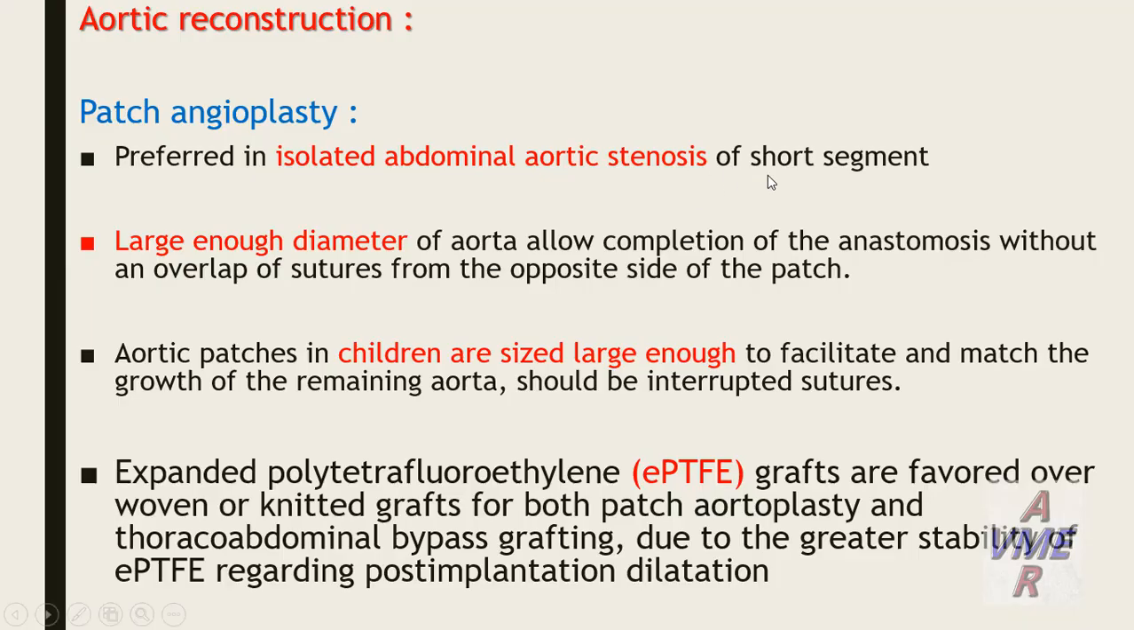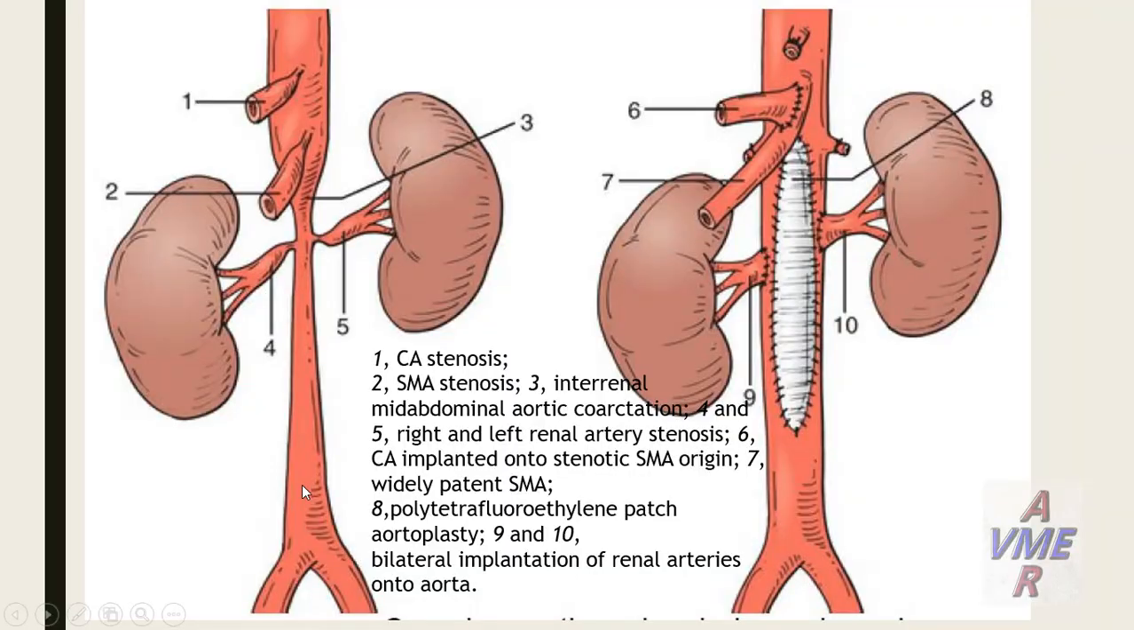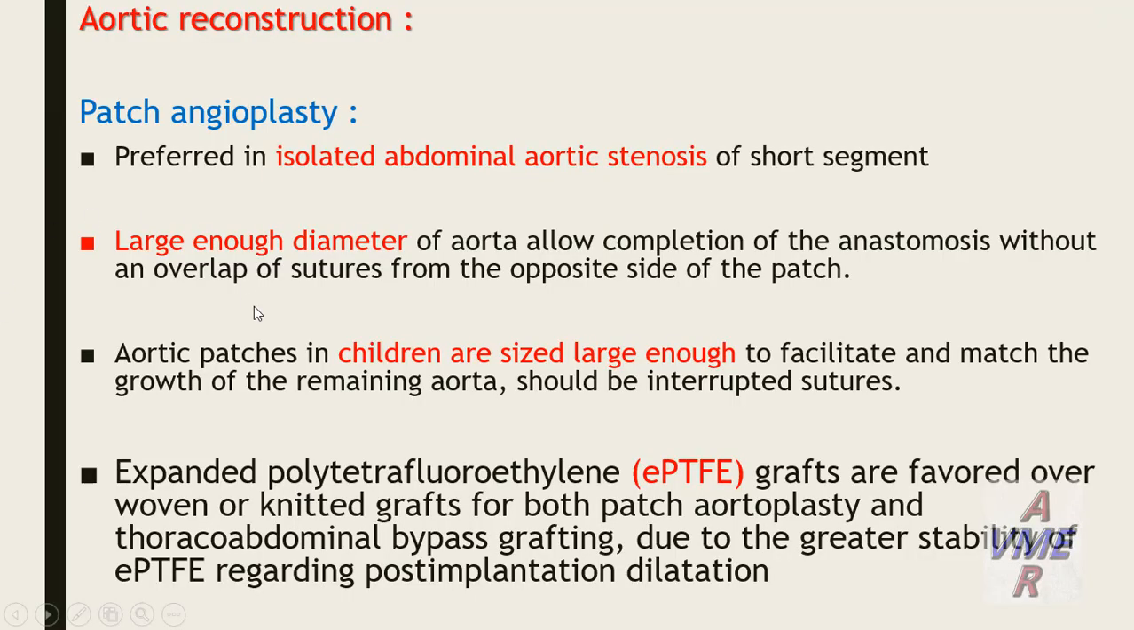So the patch angioplasty is preferred for isolated short segment abdominal aortic stenosis and narrowing. It also needs a large enough diameter of the aorta so you can complete your anastomosis of the patch without overlapping suture from one side to another side.